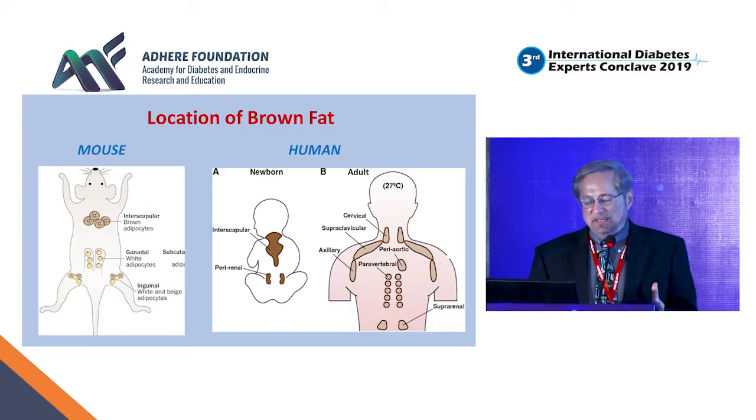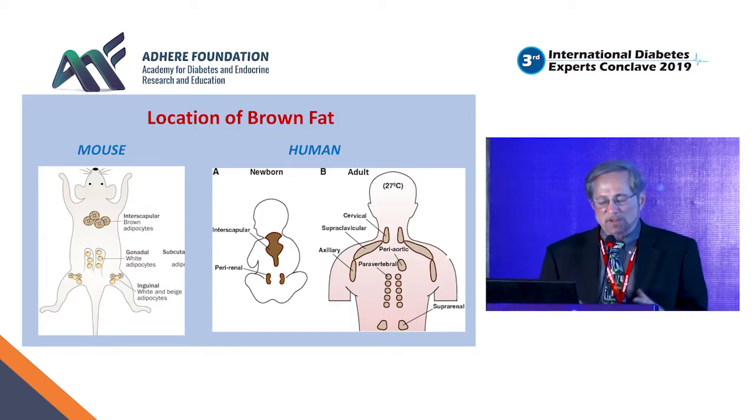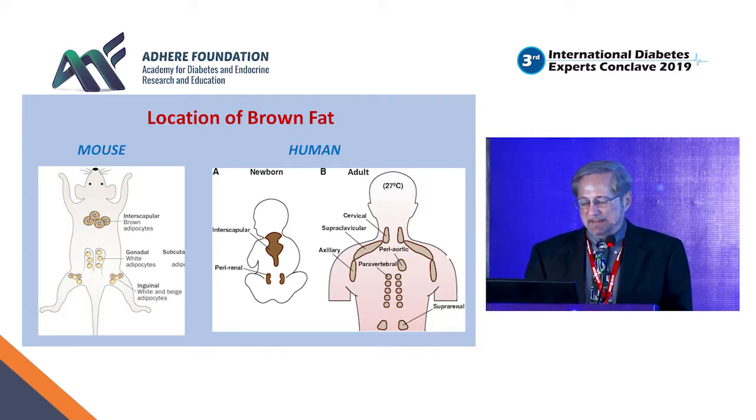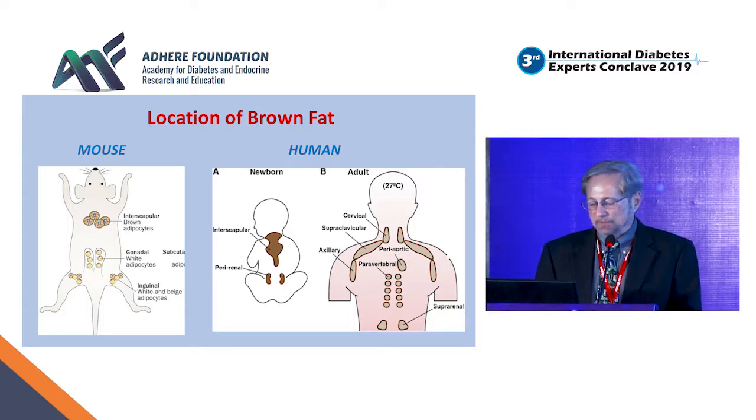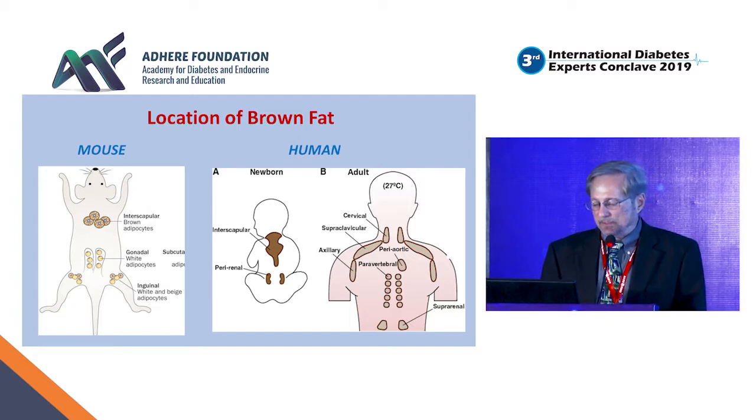In infants, there's more brown fat, mostly in the interscapular region. With aging, this brown fat regresses, and then adults are left with very small residues of brown fat in the cervical, supraclavicular, axillary depots, as well as perivertebral and some suprarenal depots as well.